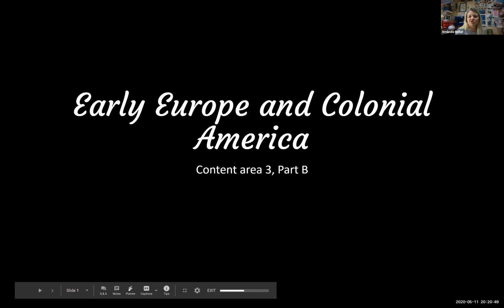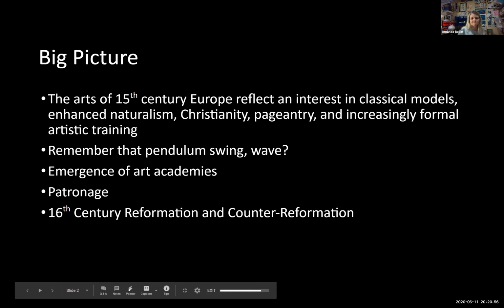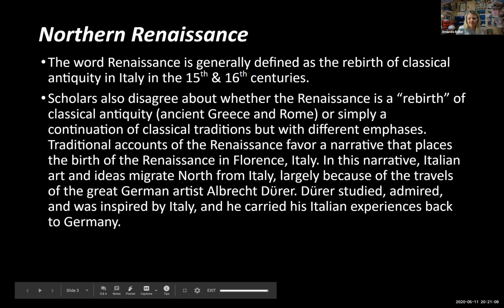All right, so we're still within content area 3, remember? So early Europe, colonial America. Some of the things we're going to be talking about. Again, I would suggest flipping through this stuff in either your notes or Google Slides. First we're going to be in the Northern Renaissance. This is review 5, Islam and the Northern Renaissance, and then I'll put the Renaissance in its own review section.